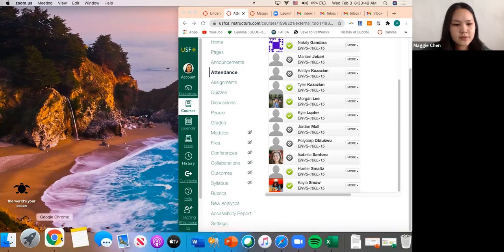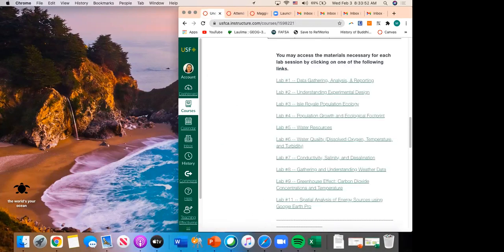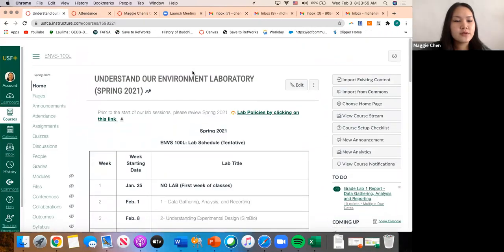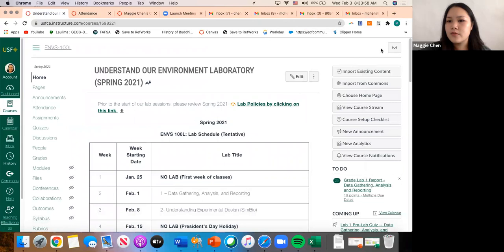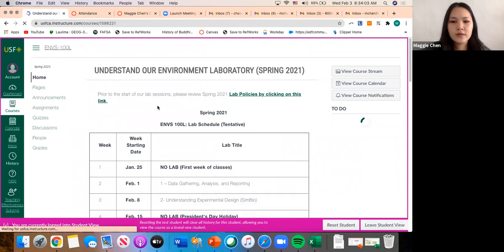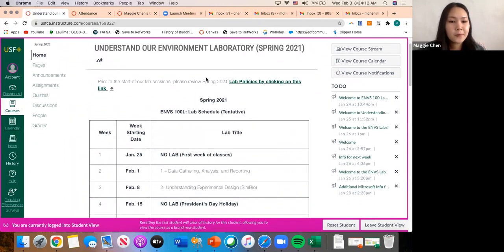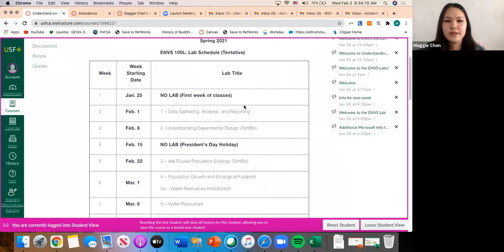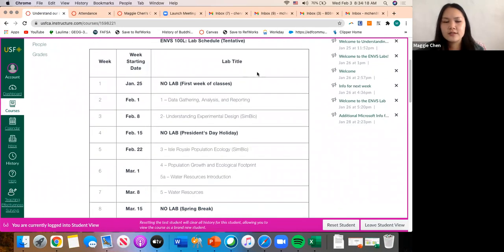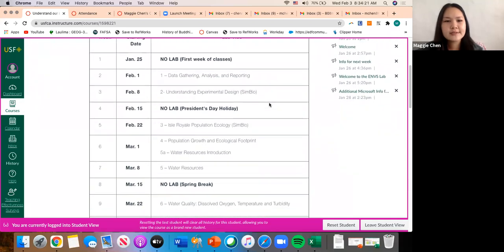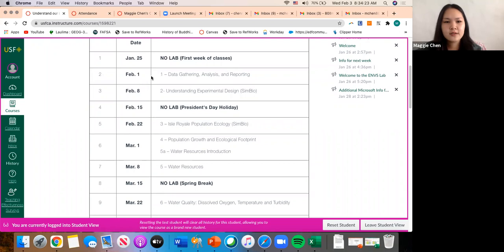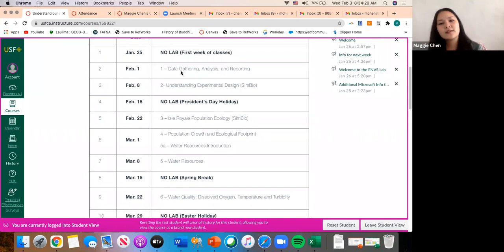Okay, let's first go over our lab page. So let me put this in the student view too. Okay, so just going over the Understanding Our Environmental Laboratory page. If you go to the main homepage, you'll scroll down and we'll see that this is our lab schedule. Even though it says tentative, it's pretty much set. So last week we didn't have any labs. This week, the week of February 1st, we're going over lab 1, data gathering, analysis, and reporting.